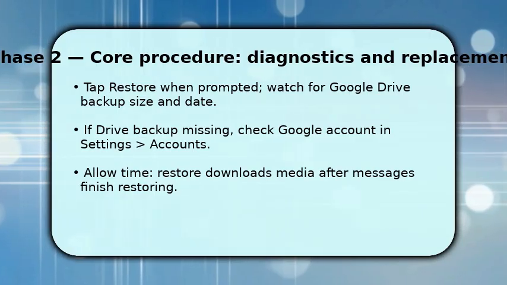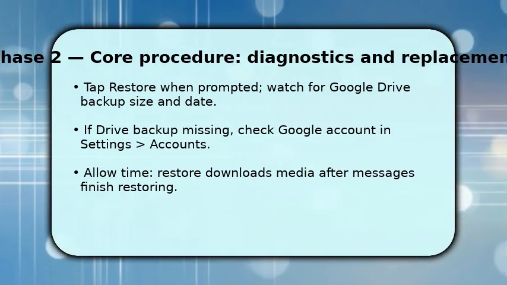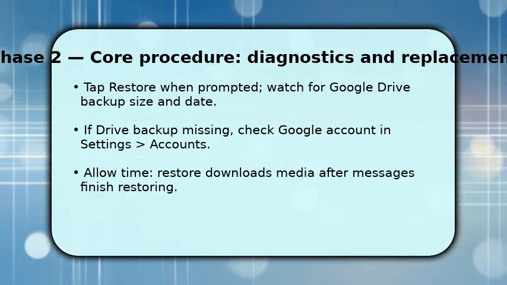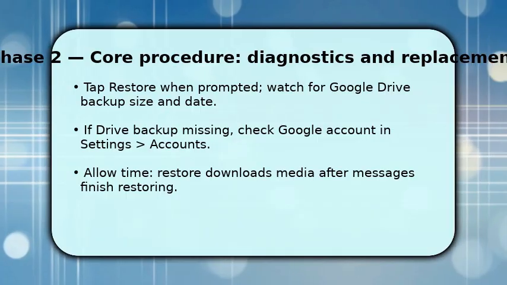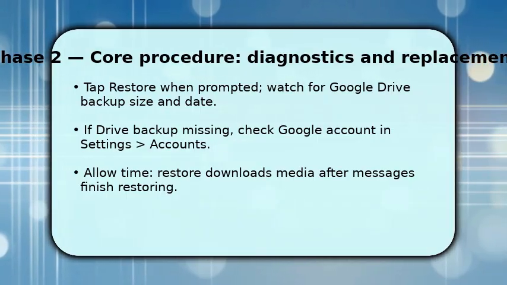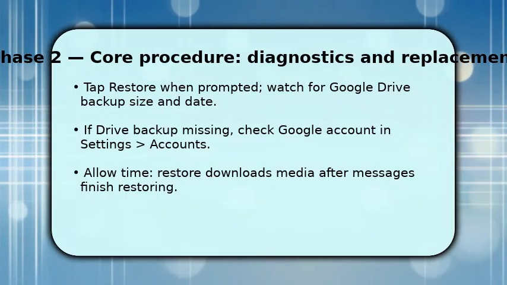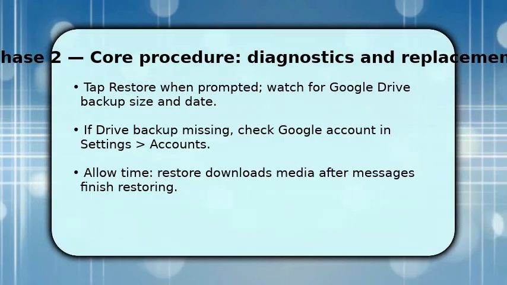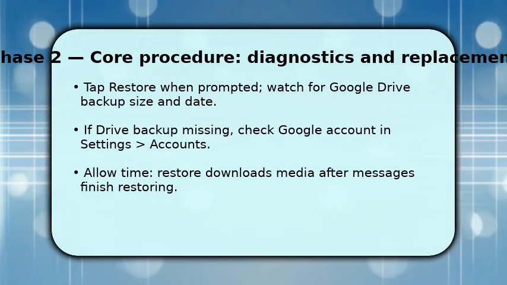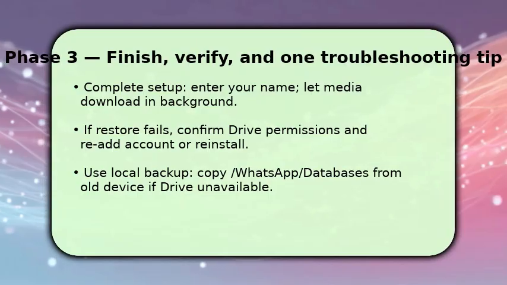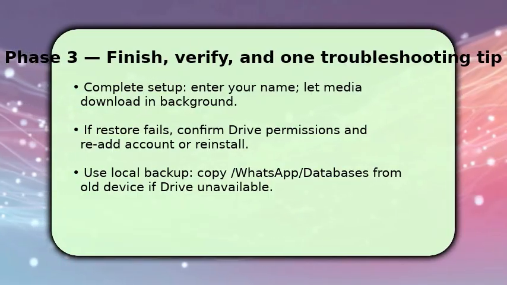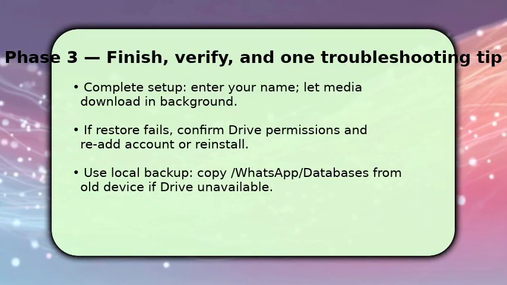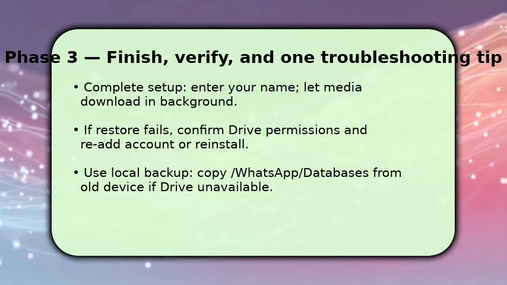If no backup appears, make sure the same Google account is added in Settings, Accounts and Sync is enabled, then reopen WhatsApp. Also check Google Drive storage for backups so you know the file exists and is recent. After messages restore, continue setup by entering your display name. Media will download in the background, so you can start using WhatsApp immediately while media trickles in.